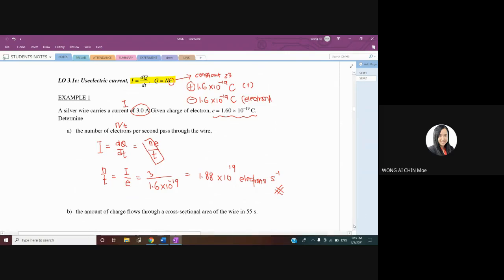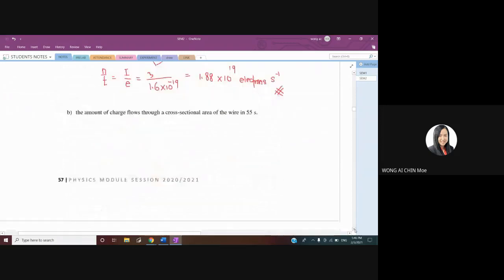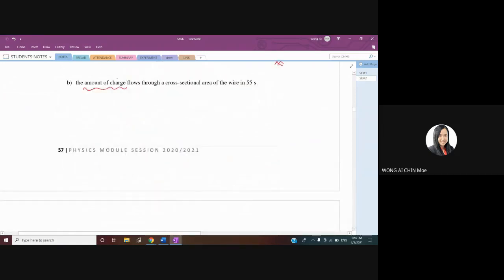Next we go to 1b. They ask you to find the amount of charge flow, we want to find Q, through a cross-sectional area in the given time of 55 seconds. We write I equals dq over dt. Now we want to find Q, so Q equals current times the time taken. The current is 3 ampere and the time is 55 seconds. So the answer is 165 coulomb. This is example 1.